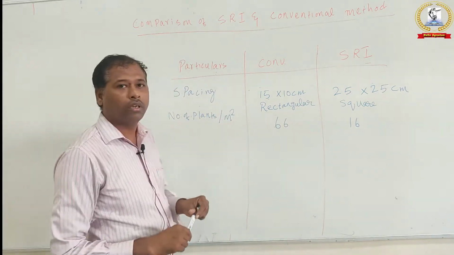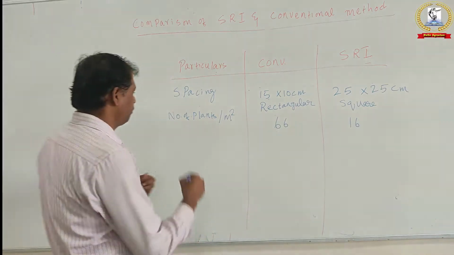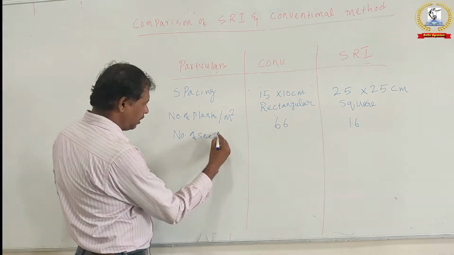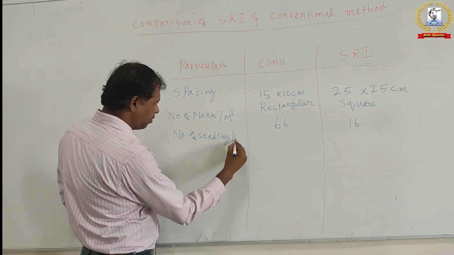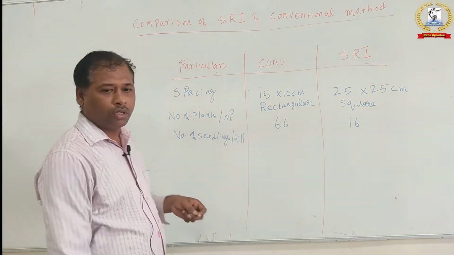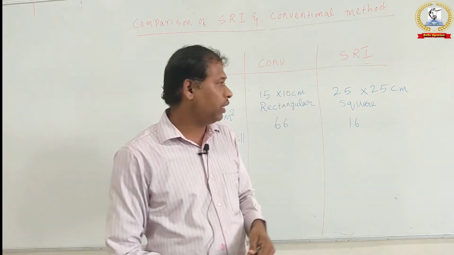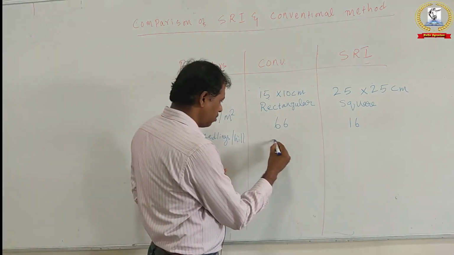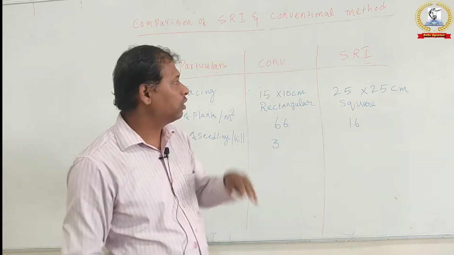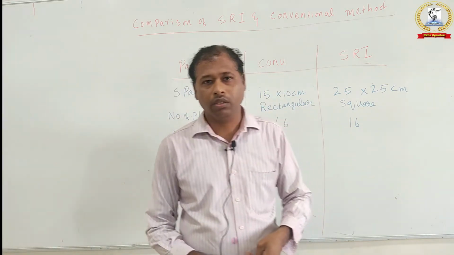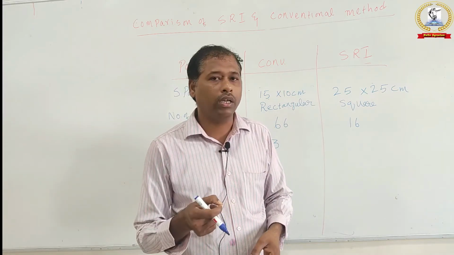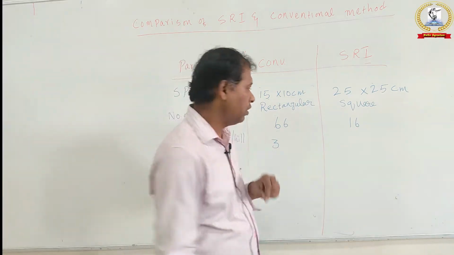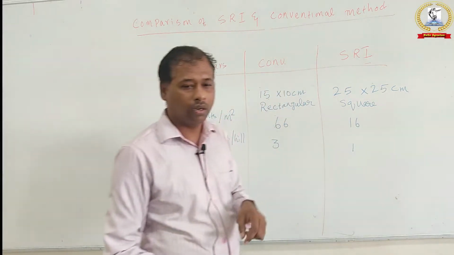The next one is number of seedlings per hill. In the conventional method, we are planting 3 plants per hill, whereas in the SRI method, we are adopting the single seedling method. So, we are planting single seedlings in a hill. Here we are using only 1 seedling per hill.